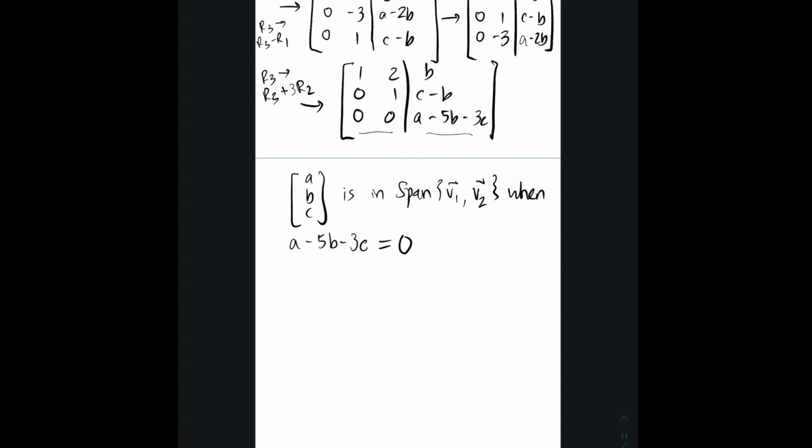So that would mean that ABC is in the span of V1 and V2. Okay. So it's in the span when A minus 5B minus 3C is 0, and if A minus 5B minus 3C is not equal to 0, then it's not in the span.